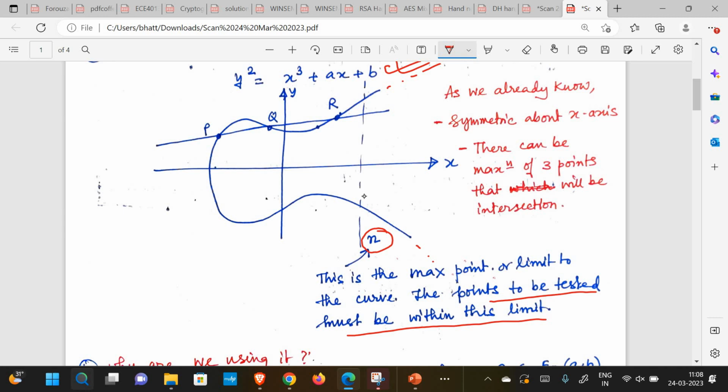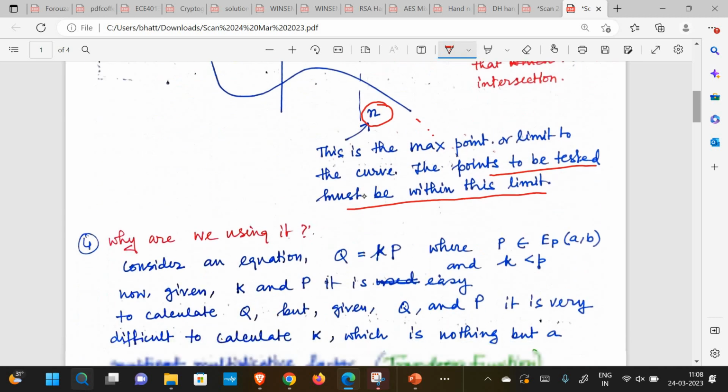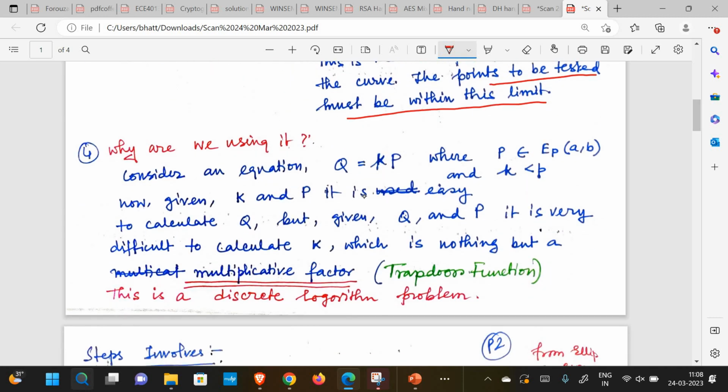Same way, this is my limiting condition. So keeping that in mind, the next point that is mentioned over here is why we are using it. So just a simple line, don't need to go much deep in it. The basic reason is that we are doing this. This is also a discrete logarithm problem.